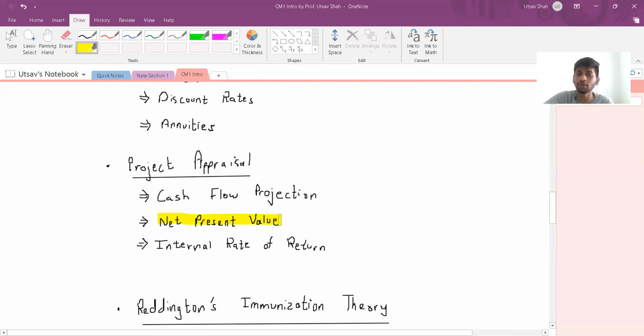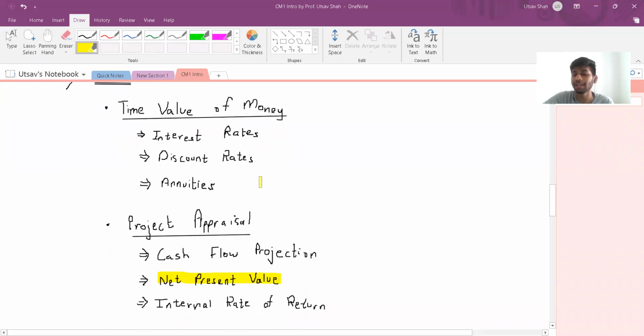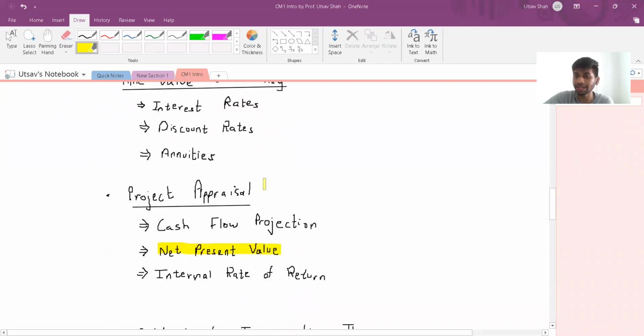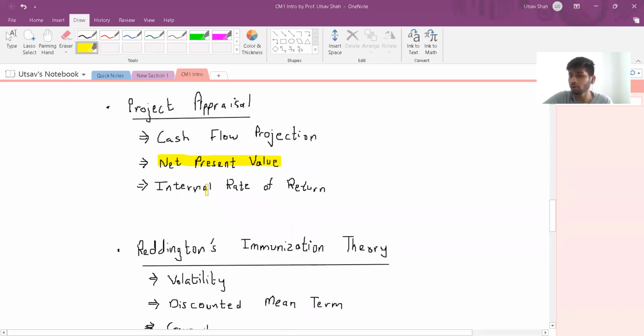Now, what is present value? Present value and accumulated value, all of these are concepts of time value of money. That is, if you have an amount of money at a certain time in the future, what is its value today? That is the net present value. I'll go through this in more detail later.